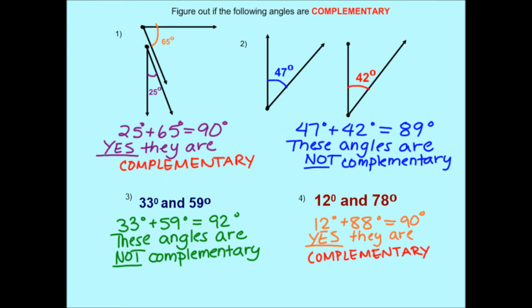In problem number 2, the angle measures are 47 degrees and 42 degrees. When you add them together, you get 89 degrees. So these two angles are not complementary. In problem number 3, 33 degrees and 59 degrees total to make 92 degrees. So these are also not complementary. And in the last problem, they once again add to 90, making them complementary.